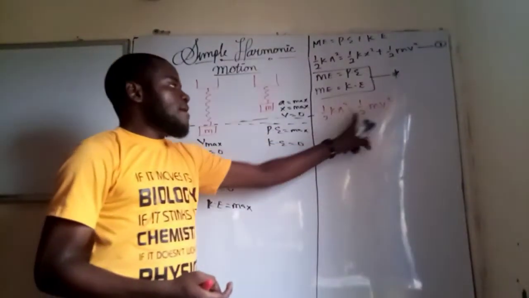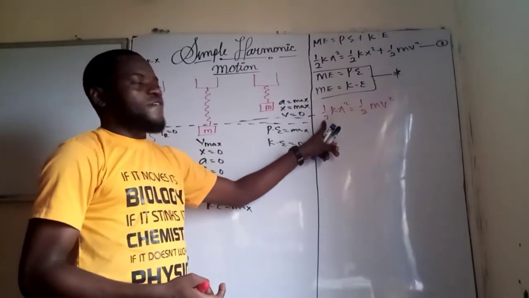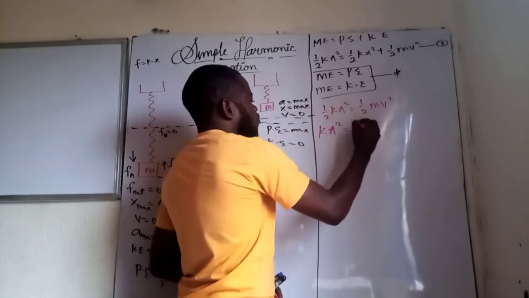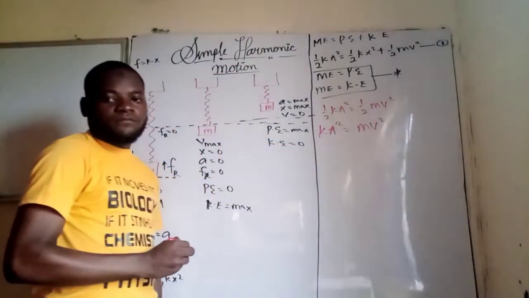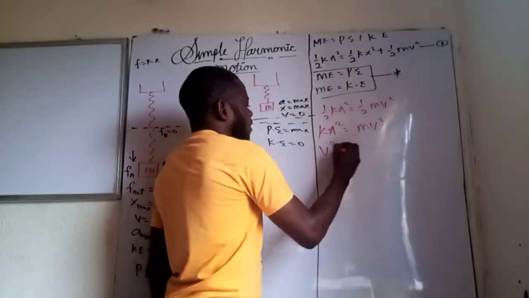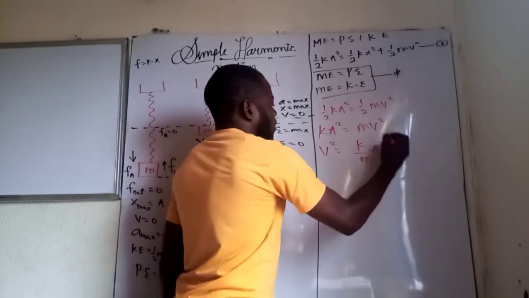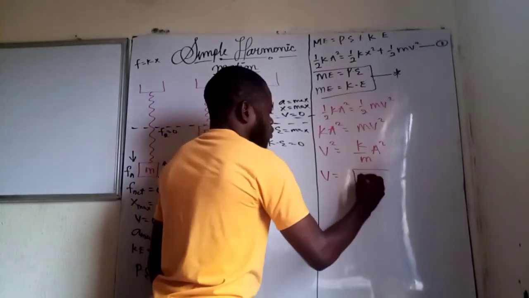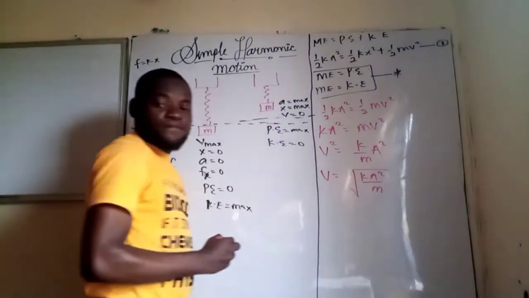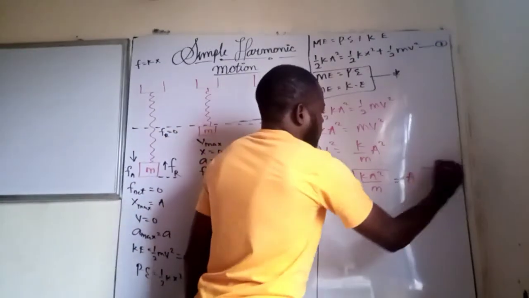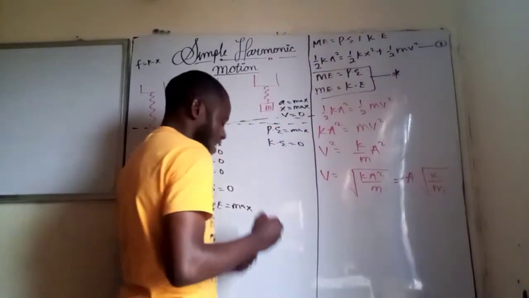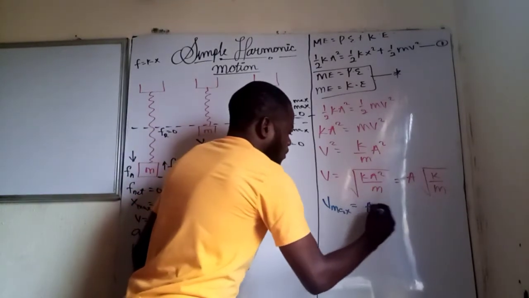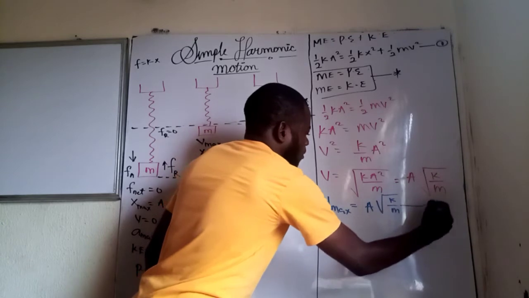So, if I multiply both sides by 2, 2 times 1 over 2 is going to give us 1. 1 times this will give us Ka squared, and this will also become mv squared. Hence, I have that v squared is k over m times a squared. So if I take the square root of both sides, v is equal to the square root of Ka squared over m, and this is equal to a times the square root of k over m. Hence, our maximum velocity, v max, is equal to a root k over m. Let's call this equation 2.